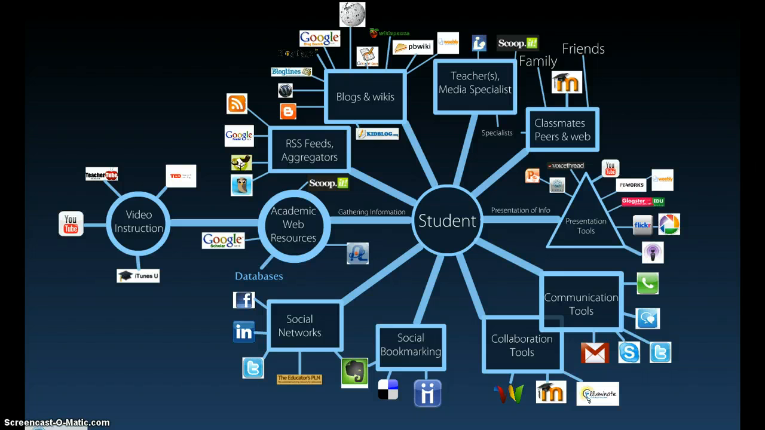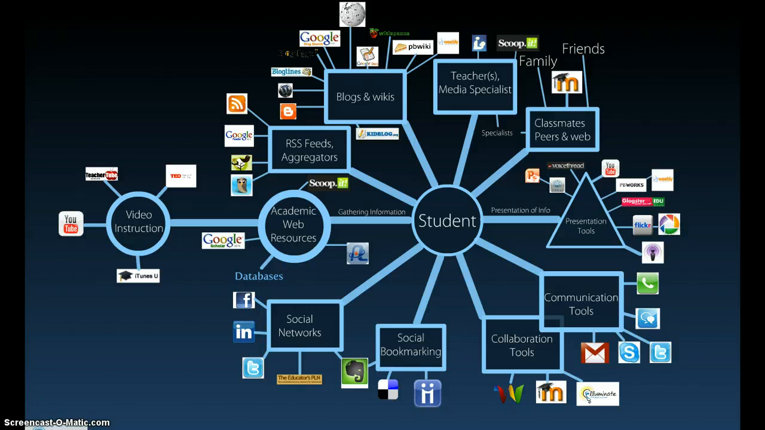So here is a diagram that I created showing the different nodes, they're called. Nodes are information sources that a student can utilize for getting information. So you can see towards the top right, there's the teacher, media specialist, and then there's classmates and peers. Well, in the internet environment, those categories are expanded because specialists are available in various fields through their blogs, through websites, through various media that are out there.